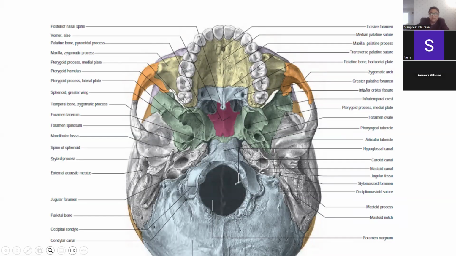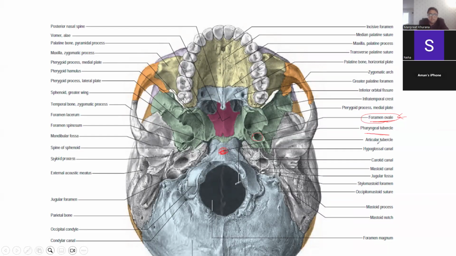Then we have the foramen ovale. If you see, this is the foramen ovale. Through the foramen ovale, mainly the mandibular nerve passes. There are other structures as well, which we learned through the mnemonic MALE, which we'll discuss. This is the pharyngeal tubercle.